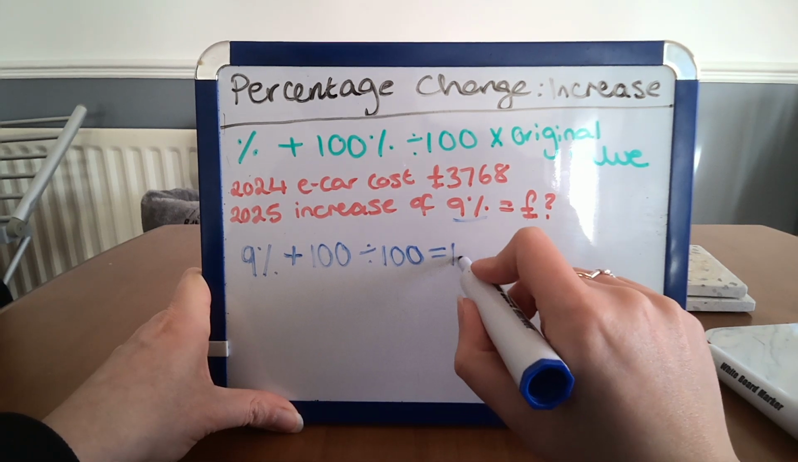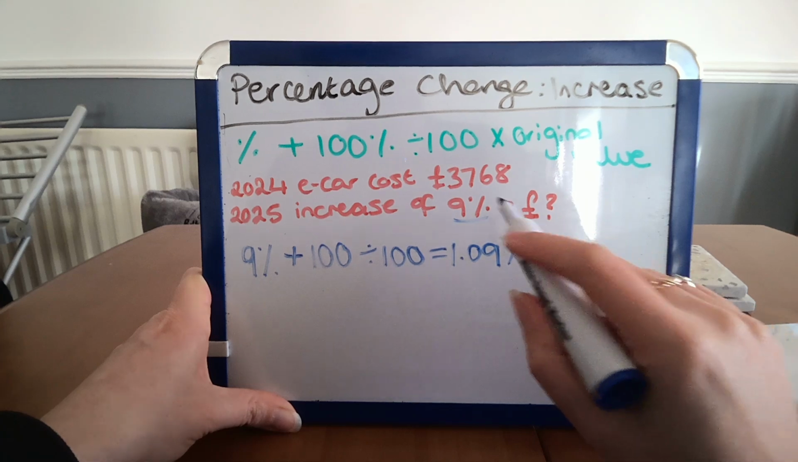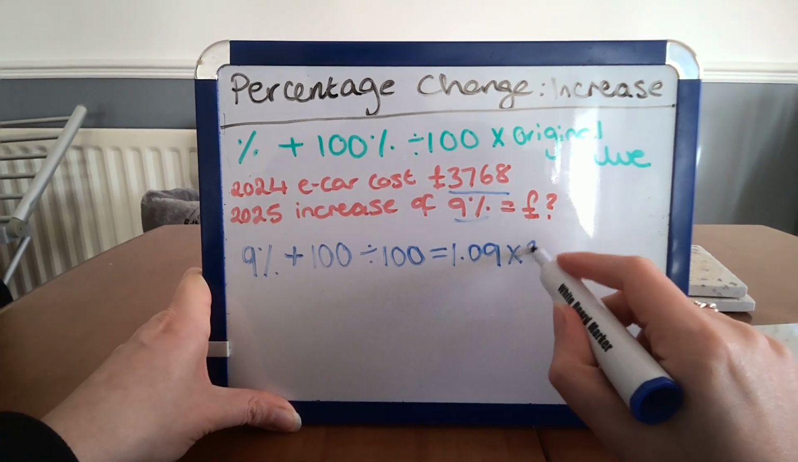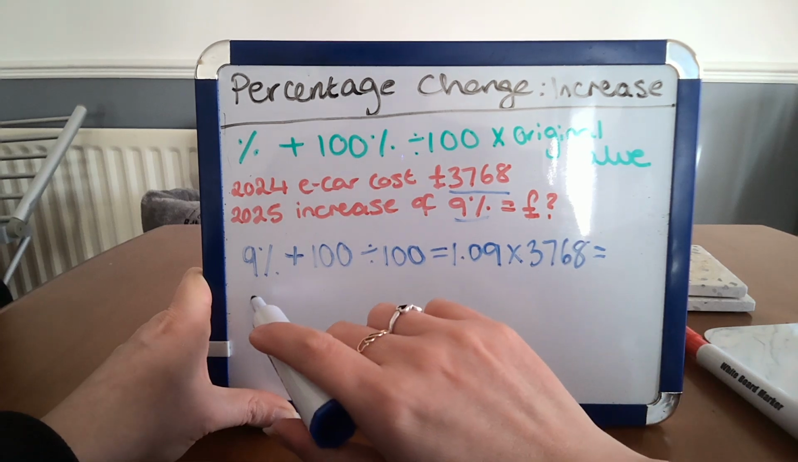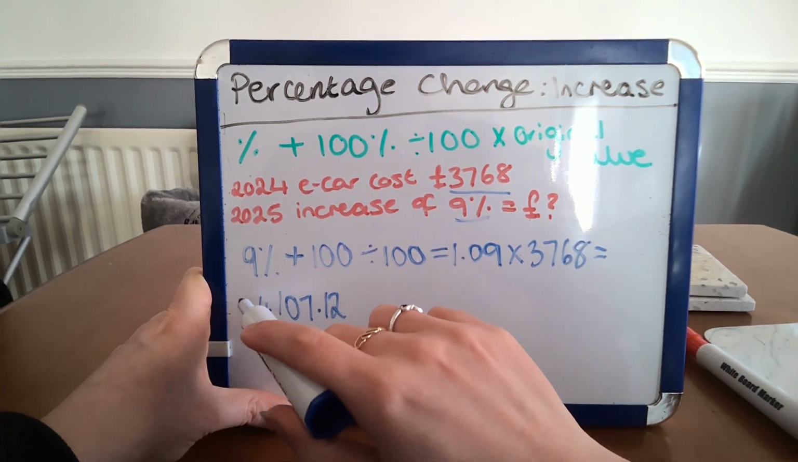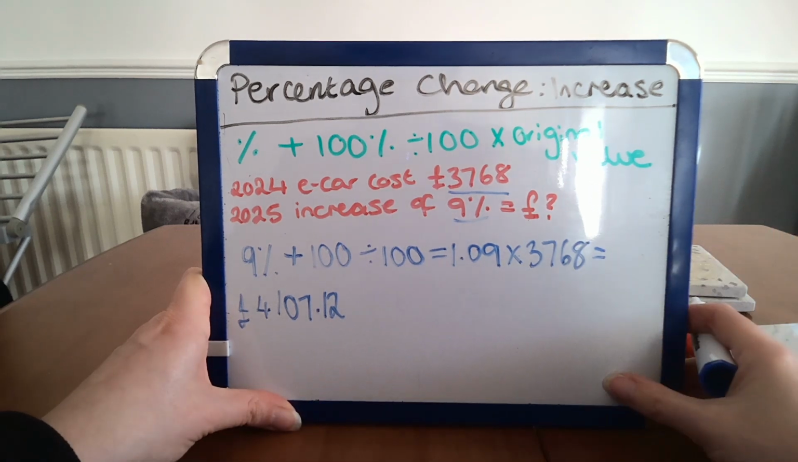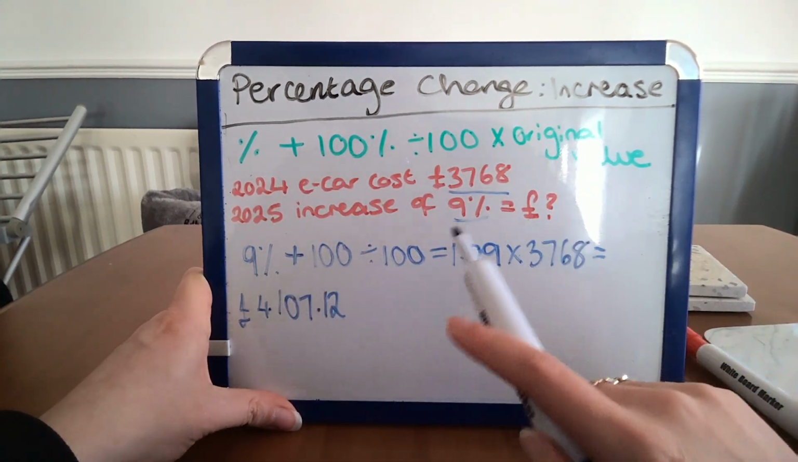which makes 1.09. We're then going to times that by the original amount, which makes the new value. So it's all about just filling in the numbers for this formula.